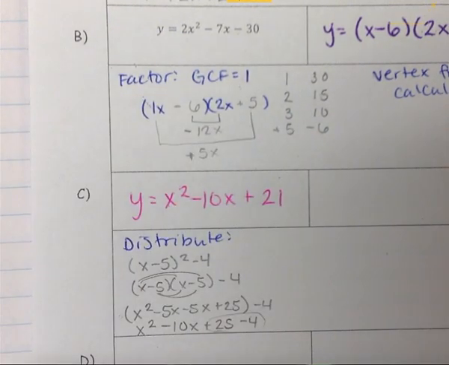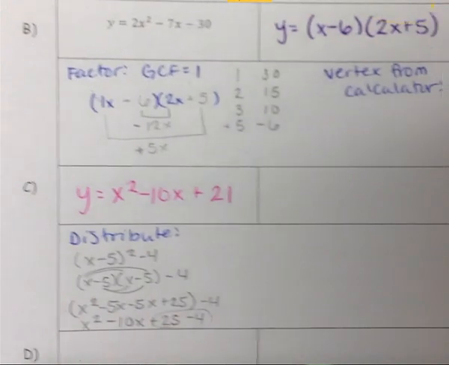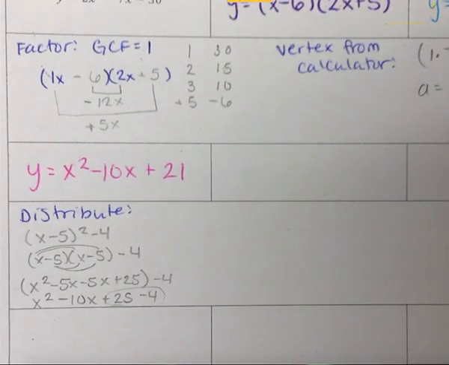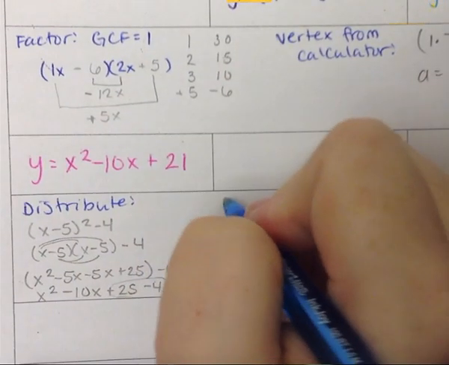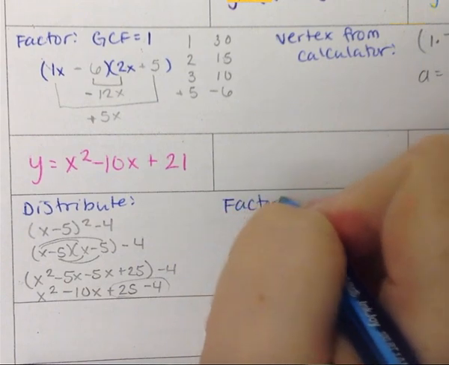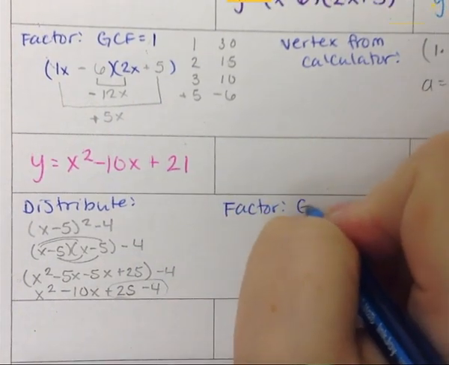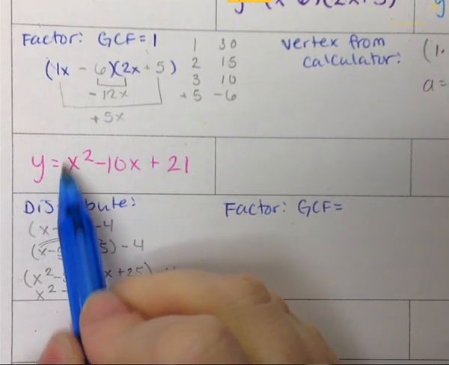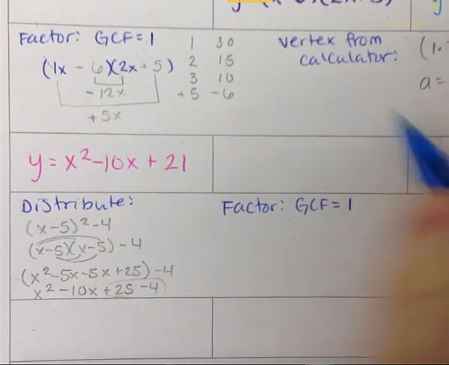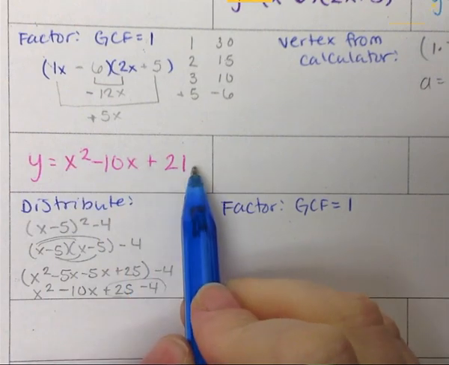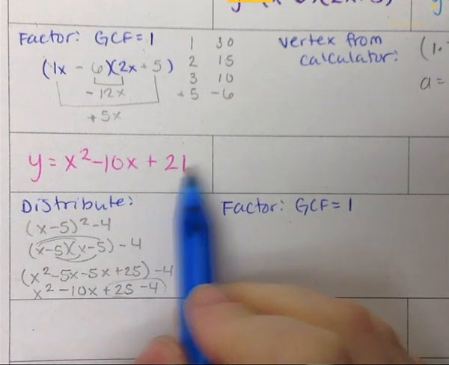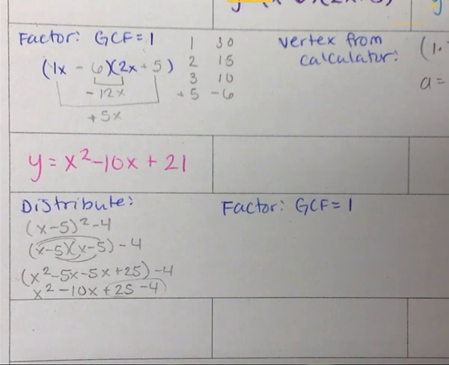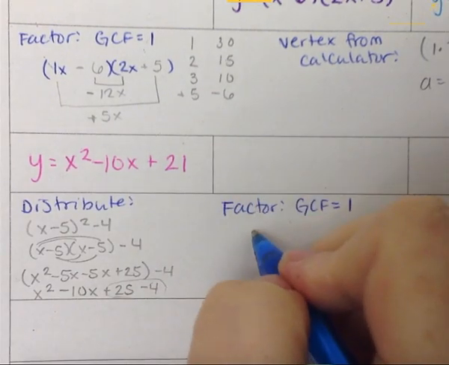That is standard form. And now we can go to intercept form by factoring. So factor, first thing you look for is GCF. Our smallest number is a 1 right here, so our GCF has to be a 1. And then we look for letters. All three of these do not have a letter, so we cannot pull out a letter. So we're going to go to 2 sets of parentheses.